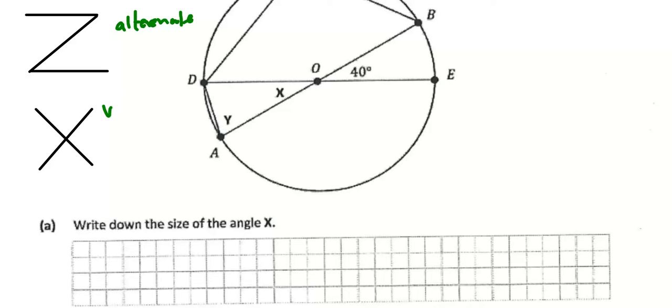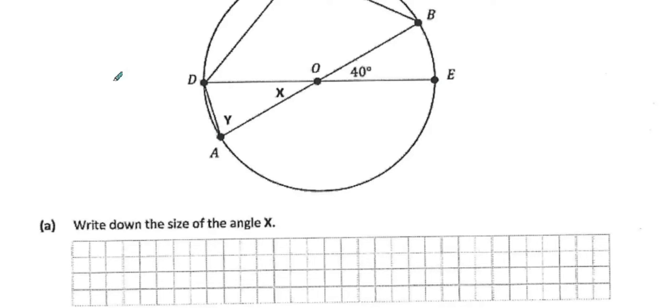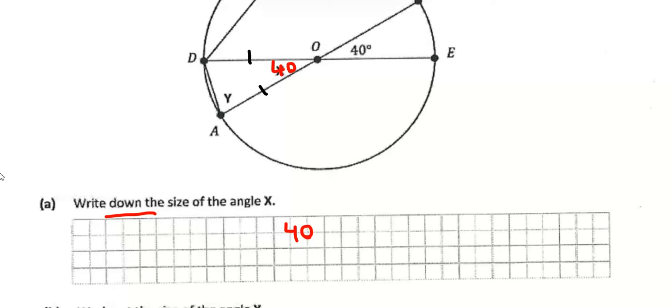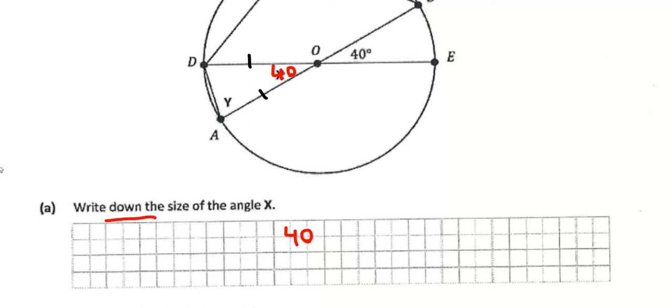Okay. Now, here's the awkward part. Ready? Okay. That's 40. Anybody tell me why it's 40? Vertically opposite. Does it ask for a reason? No. Happy days. Now, this is an isosceles triangle. How do I know that's an isosceles triangle? Radiuses, radii. Okay.